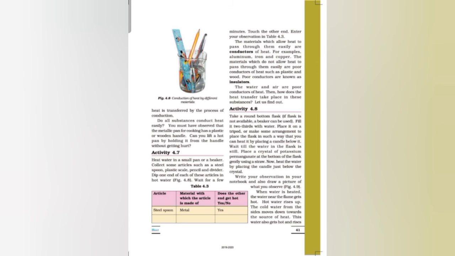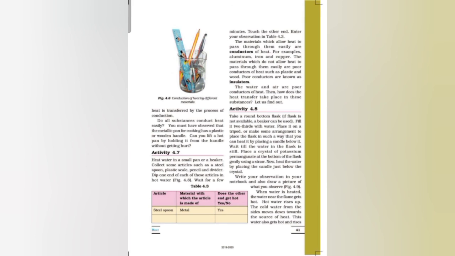So we can say that some materials which allow heat to pass through them easily are conductors of heat. For example, aluminium, iron and copper. And the materials which do not allow heat to pass through them easily are poor conductors of heat, such as plastic and wood. So poor conductors are known as insulators. The water and air are poor conductors of heat. Then how does the heat transfer take place in these substances? Let us find out, because we know that in solids generally heat is transferred by the process of conduction.